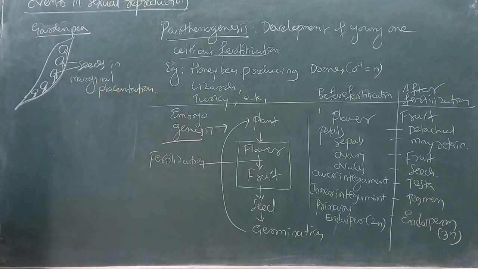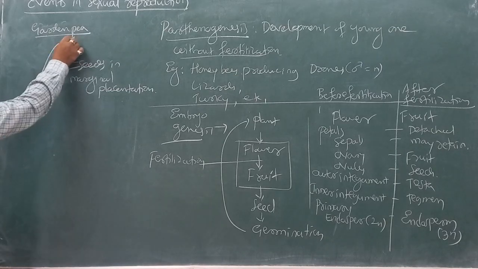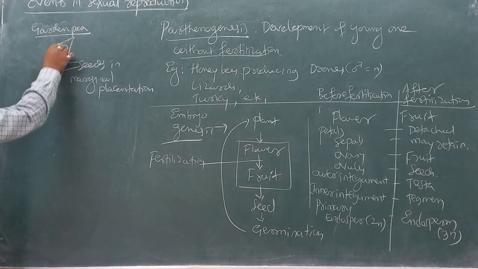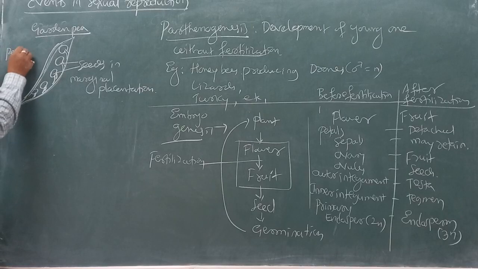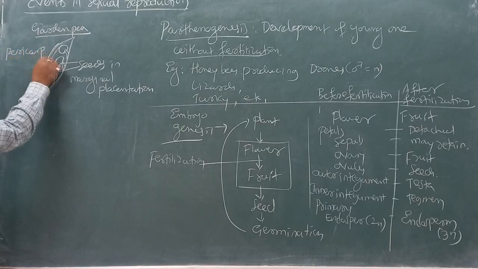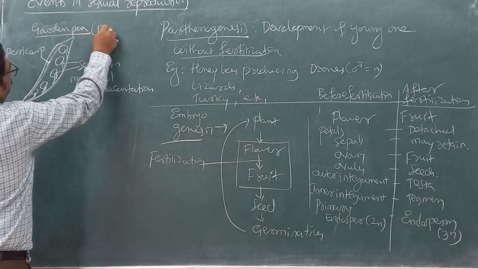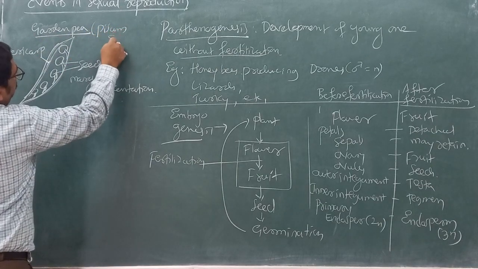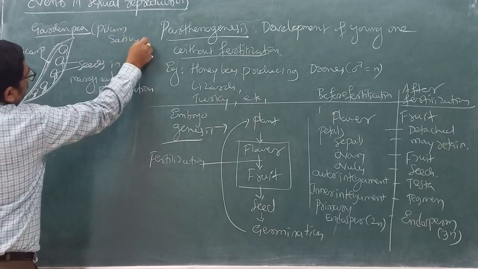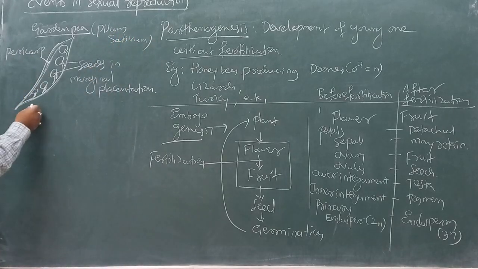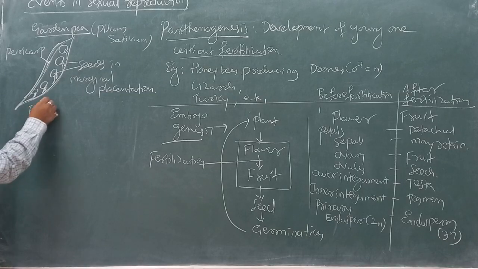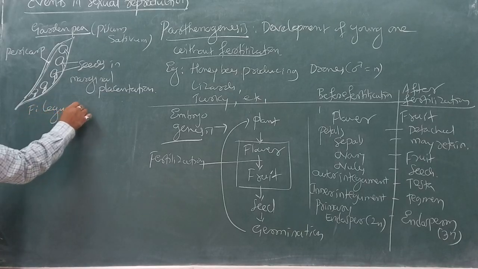This is called marginal placentation. So, this structure is called the pericarp. Pericarp means the fruit, the outer coat of the fruit. Then you have seen the garden pea. What is the scientific name? Pisum sativum. Which family does it belong to? Leguminosae.